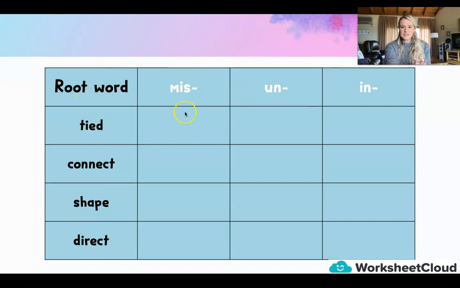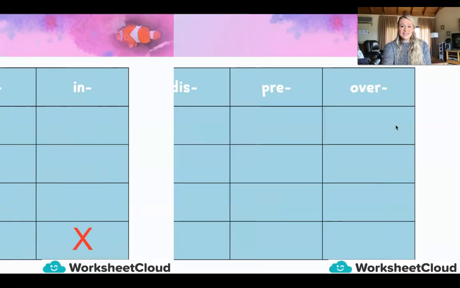Would you say mistied? Would you say untied? Would you say intied? Whichever ones you think, I want you to put a cross in the box. So if you want to pause the video, redraw your table, and then I'm going to go through all the answers. Ready, set, go. Okay, now's the time where I hope that you have paused. Now you've unpaused. Now let's go through the answers. So we would classify tied as untied. We would say unconnect. We would say misshape, right? We would say indirect. Okay, good.